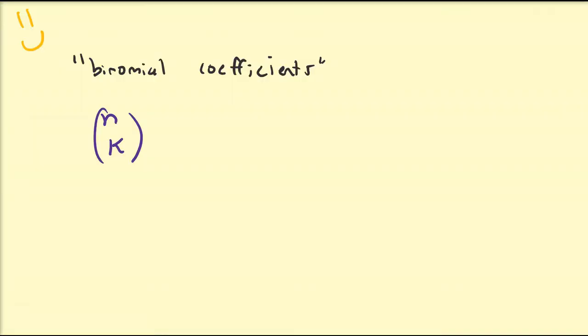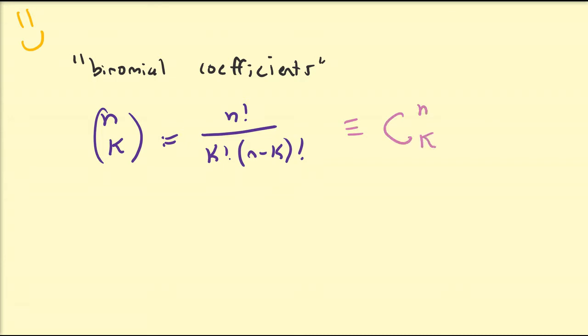Alright, so firstly let us define what a binomial coefficient is. This is going to be defined to be equal to n factorial over k factorial times n minus k factorial. Now you may see this denoted in another way. You may see this denoted as C(n,k), where the C stands for combinations, right? So a binomial coefficient is also a way to count the combinations of choosing k objects from a set of n distinct objects, for which the order doesn't matter.